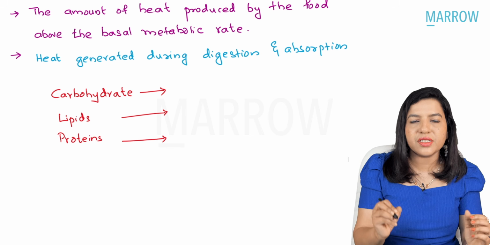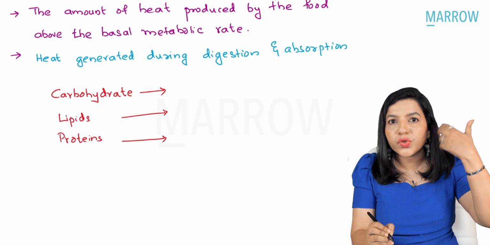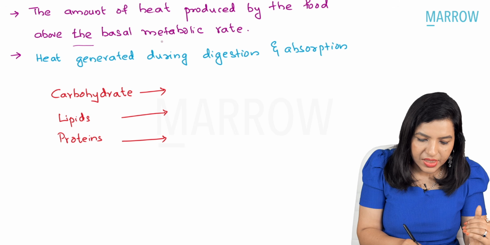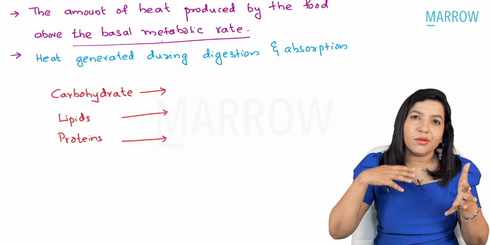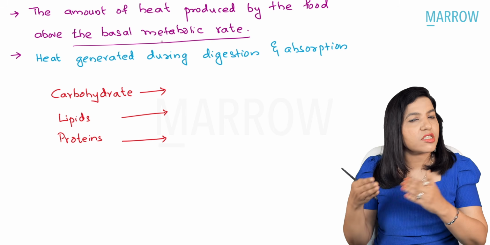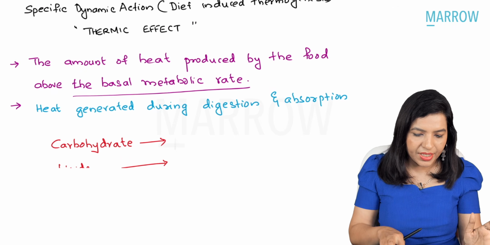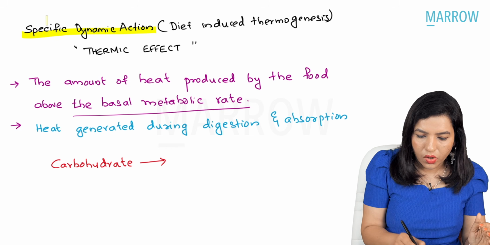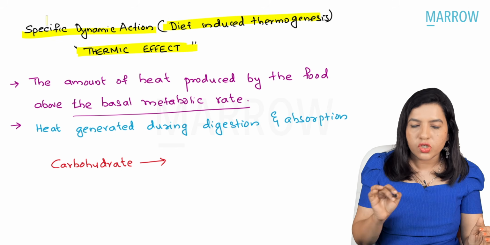Thermic effect means the amount of heat produced by the food during the process of digestion and absorption, which is above the basal metabolic rate. So whatever heat is generated by the processing of the food, like in the digestion, absorption and its metabolism, is called the specific dynamic action. It's also called the thermic effect of food, otherwise diet-induced thermogenesis.